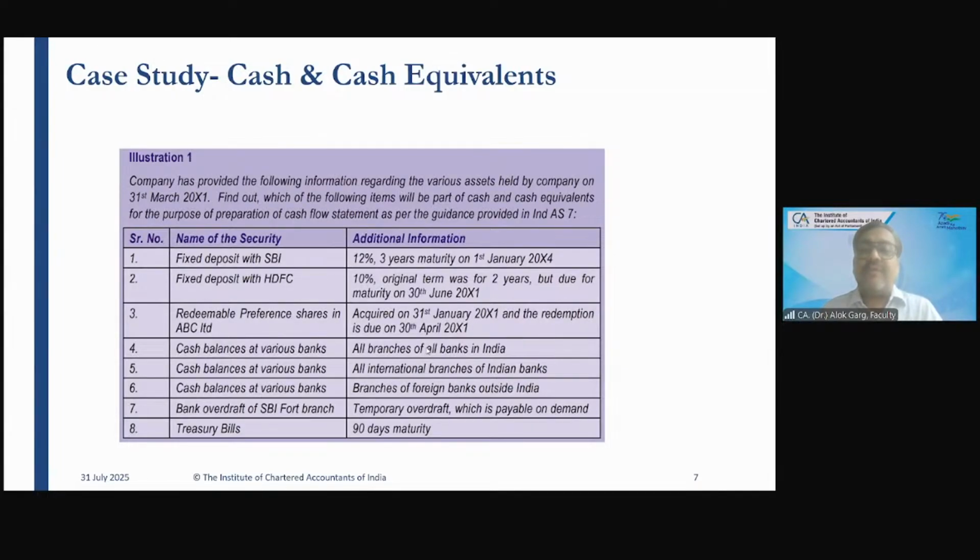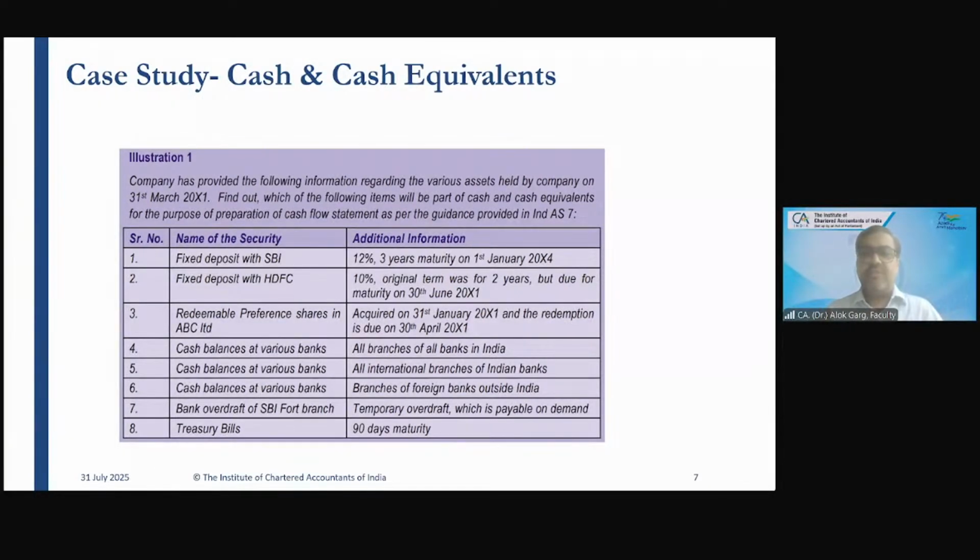Bank overdraft of SBI Fort branch, temporary OD, which is payable on demand. Bank overdraft. Yes, sir, it is included. This is what we discussed earlier, sir. In this case, it is part and parcel of the business. Generally, it is part and parcel of your working capital management only. Treasury bills, 90 days maturity. Treasury bills, government securities. Yes, we can include it. Yes, sir, it is a part of your cash and cash equivalent.